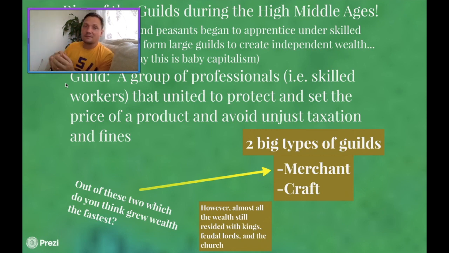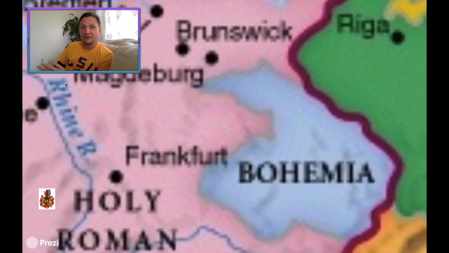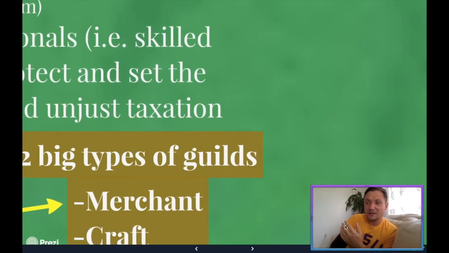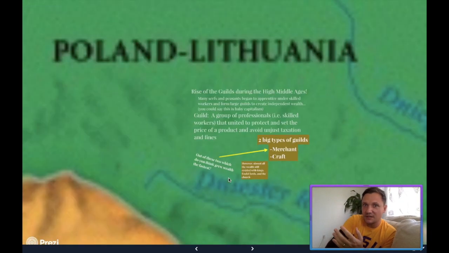However, this did not mean that these groups, kings, lords, and the church itself, could not begin to invest in these guilds, right? So they could actually see their profits turn a little bit of a dividend. Now let's talk about really quick, why were these merchant guilds the ones making so much money? I just kind of loosely explained it a second ago.